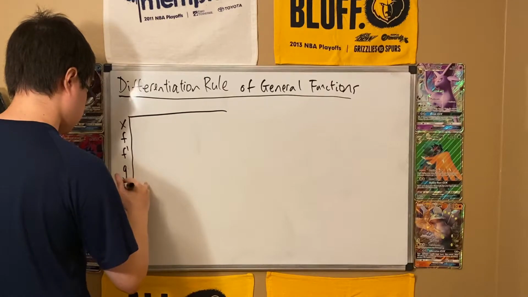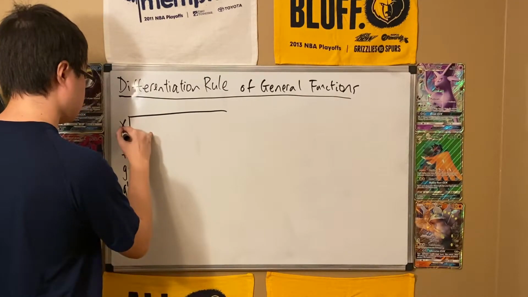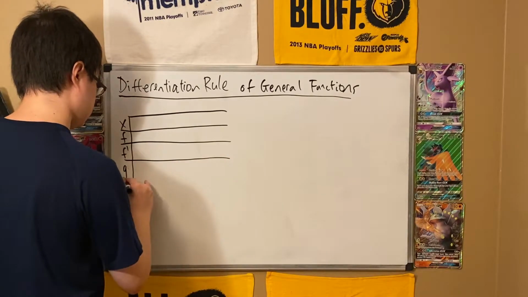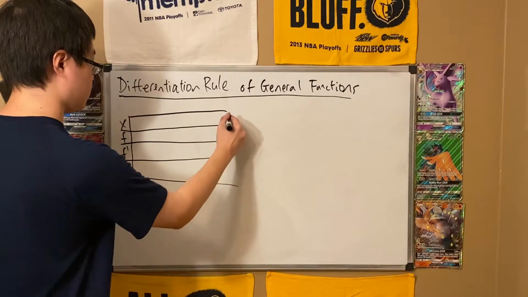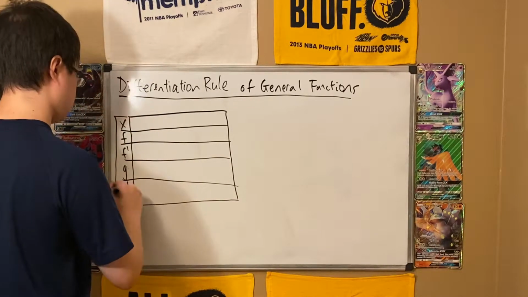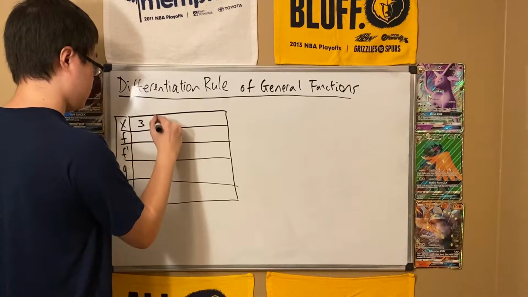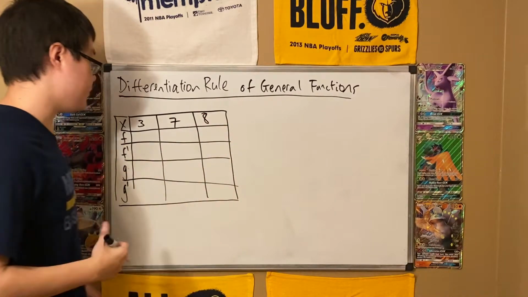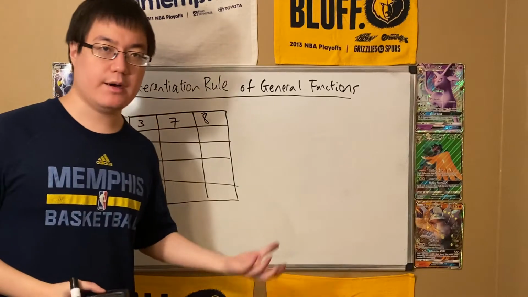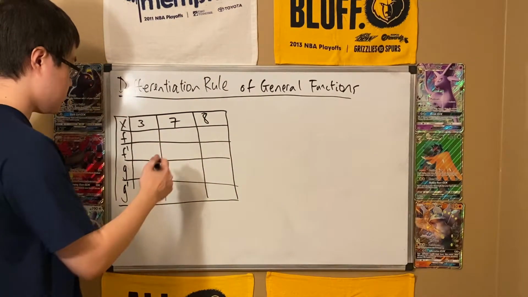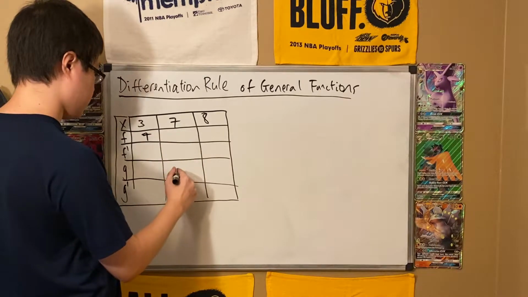Going to be a nice little table here. Let's not make the table too crazy. So we'll just have this. And then we'll have 3, we'll have 7, and we'll have 8. So these are going to be my values in the table. I'm just making these values as I go, so I'm just going to populate this table with random numbers. Let's put 7 right here. Let's put 8 right here.